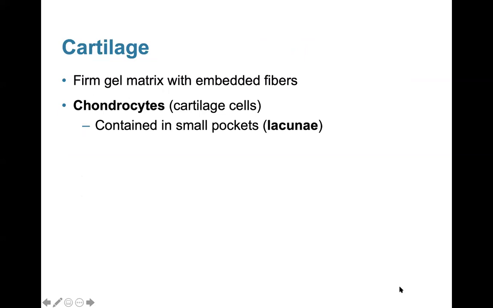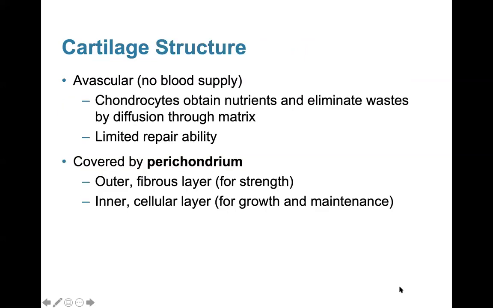You're going to have chondrocytes, or cartilage cells. These are contained in small pockets called lacunae. Cartilage is actually an avascular tissue, which means it does not have any blood supply. The chondrocytes will obtain nutrients and eliminate waste by diffusion through the matrix. Because of this avascular nature, that really limits its repair ability. And that's why when you tear cartilage, it may not repair very quickly, if at all.